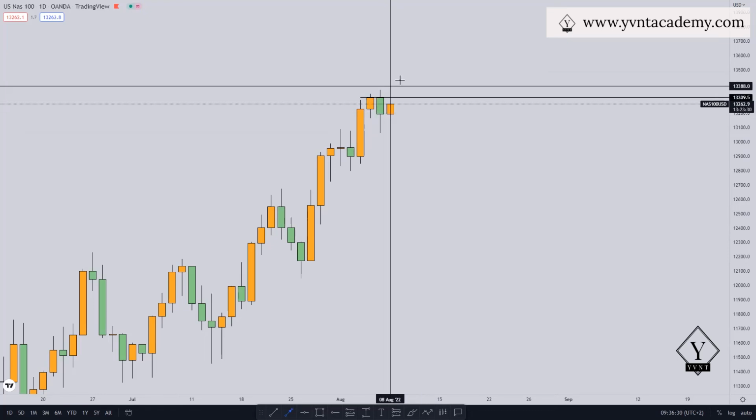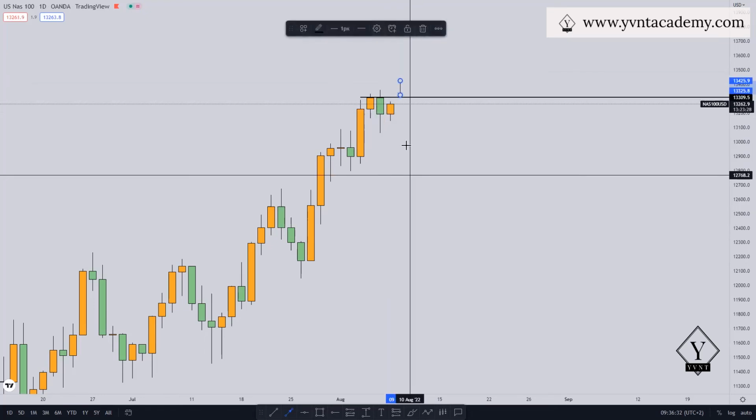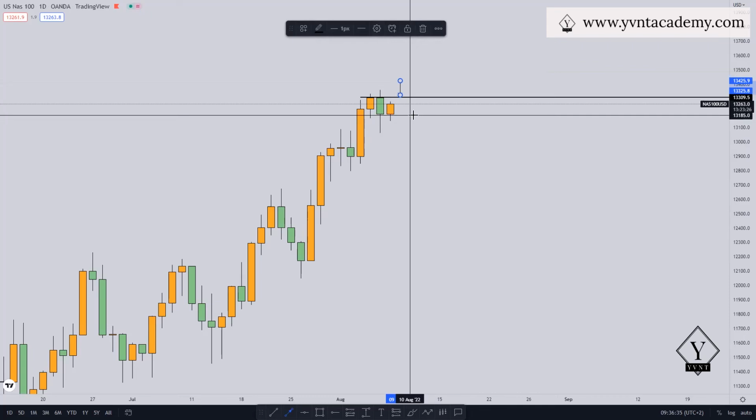Simple as that. So Nasdaq, let's wait to see what's going to happen here, and then we're going to start taking our decisions from there. Right at the moment, I'm just going to wait and see what it gives me.